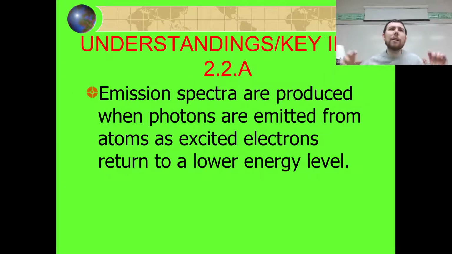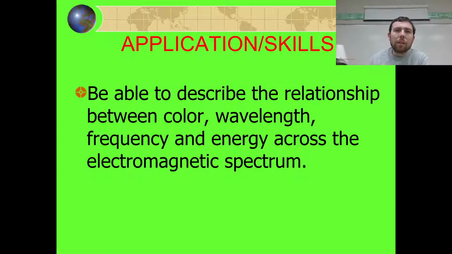All right, so as we begin to dive into electron configuration, one of the first things that we're going to need to recognize is that emission spectra are produced when photons, so tiny packets of light, are emitted from atoms as excited electrons return to a lower energy level. Okay. And so the skills, the things that you should be able to do based on that particular content, are to be able to describe the relationship between color, wavelength, frequency, and energy across the electromagnetic spectrum.